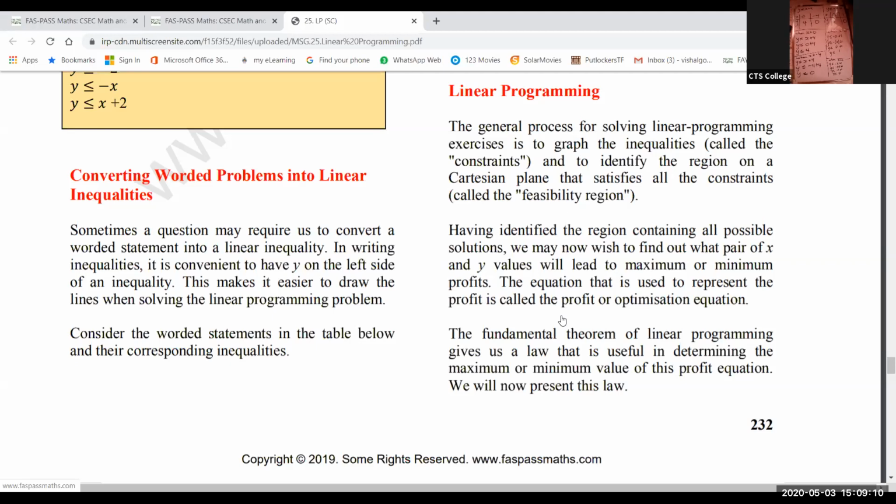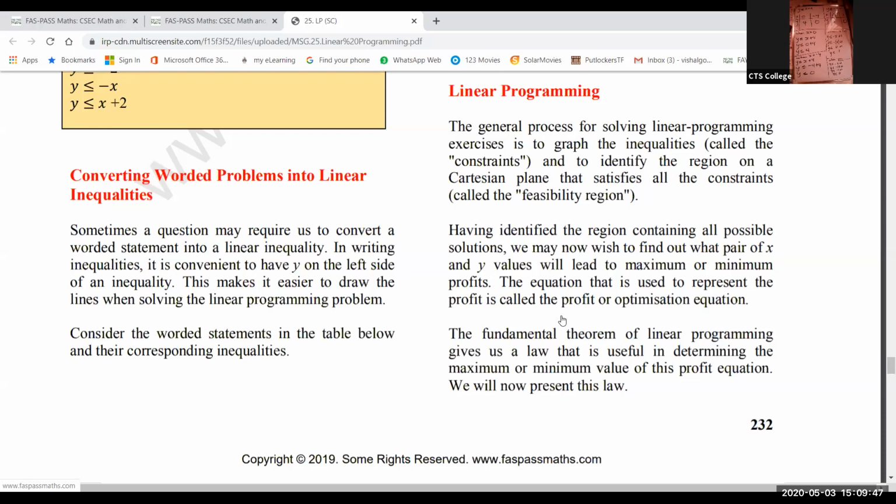Yes, people? Yes, sir. And that common region that satisfies all of the constraints, we call it the feasibility region. Now, having identified the region containing all possible solutions, we may now wish to find out what pair of x and y values will lead to maximum or minimum profits, providing that you have a question that involves finding profits, etc., right?